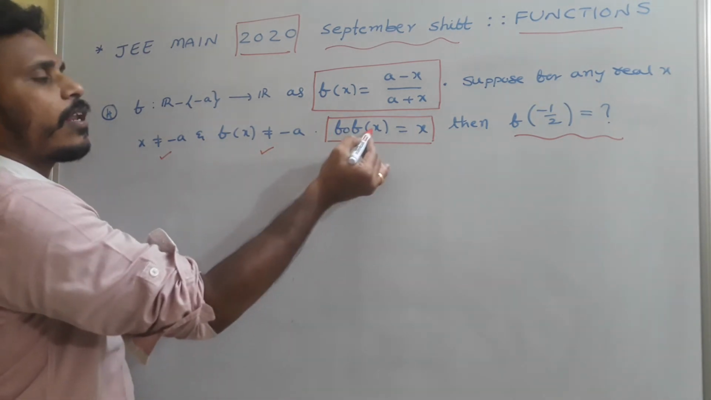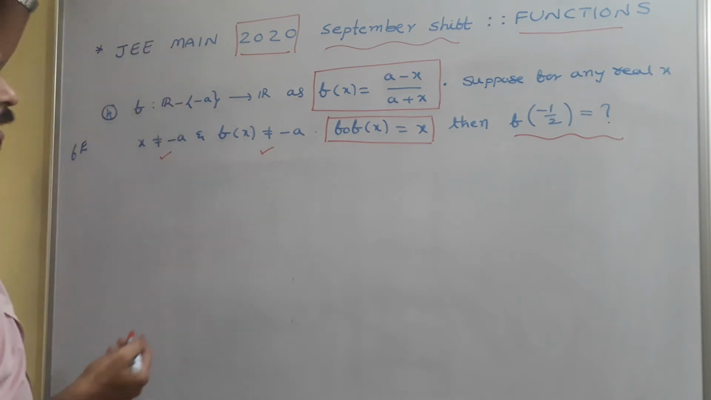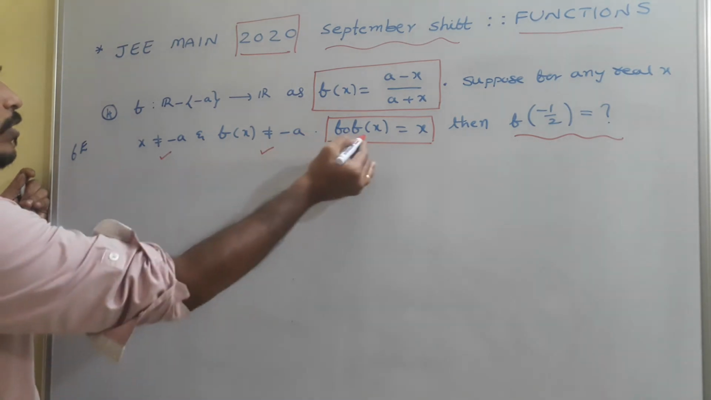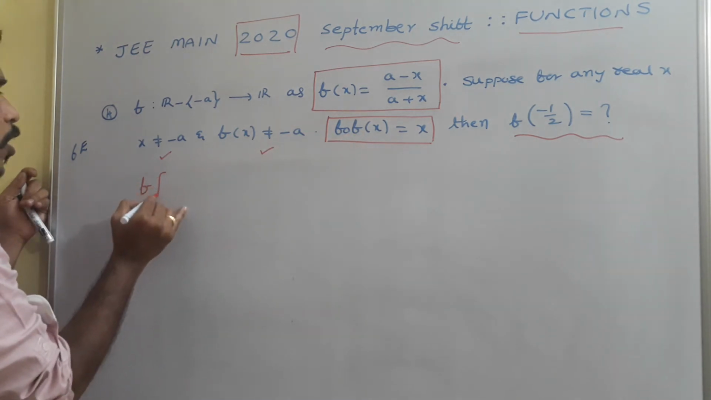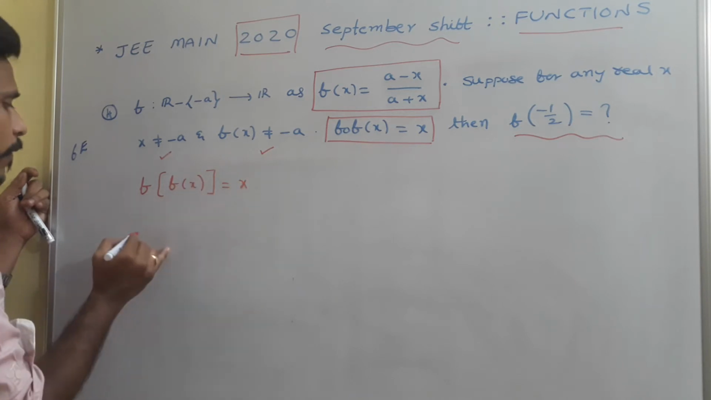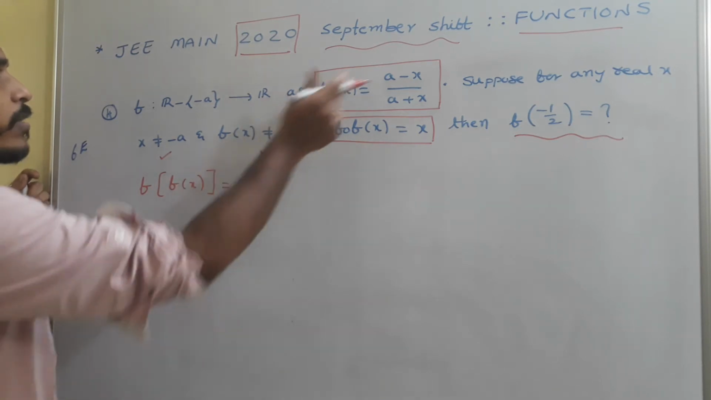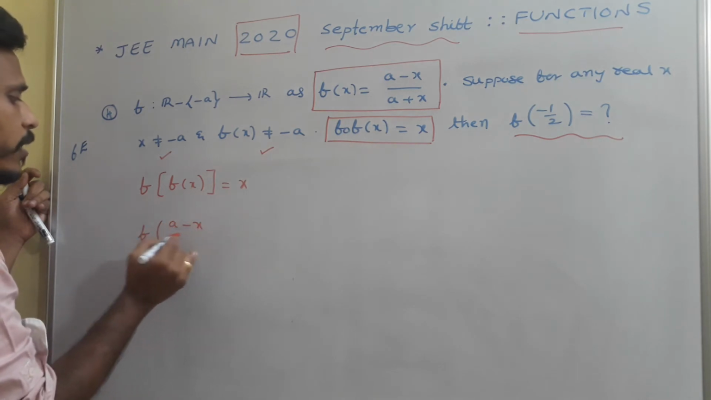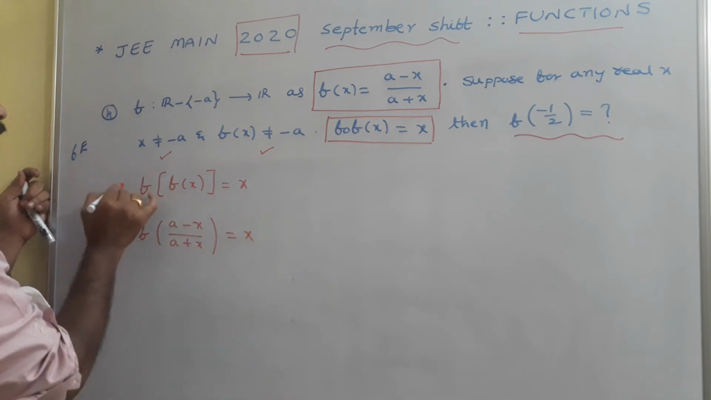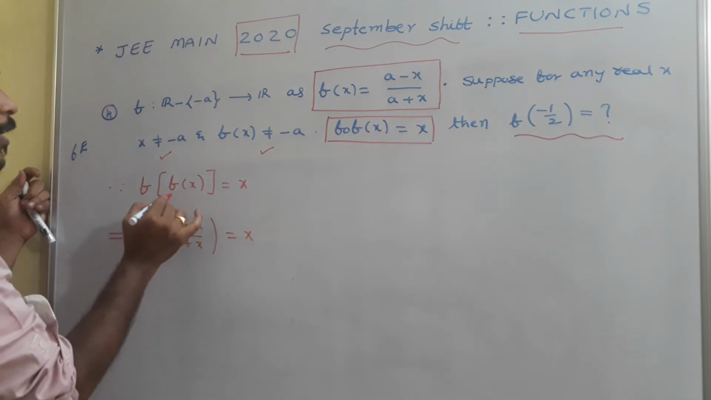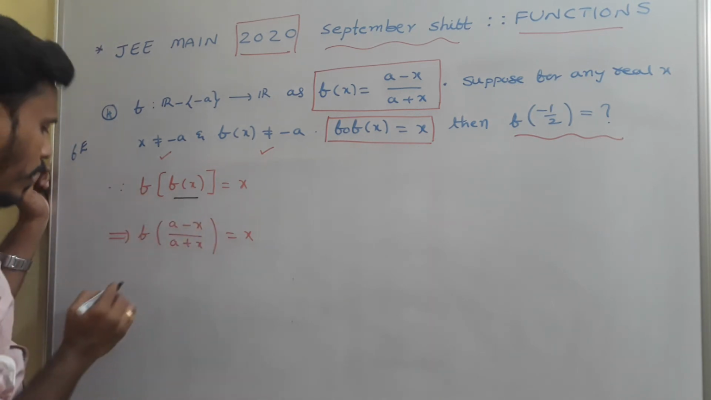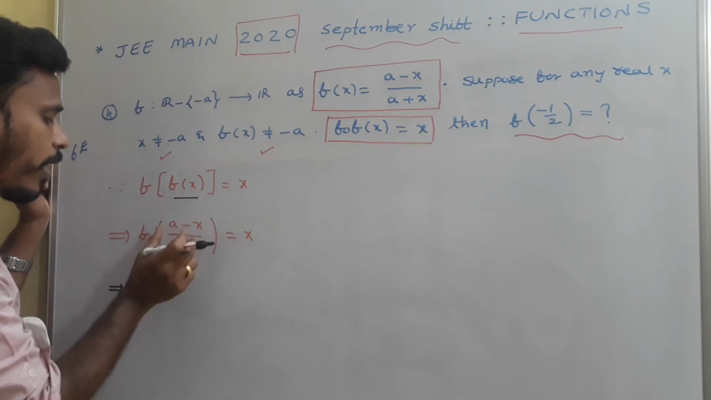First of all, f circle f of x is equal to x. What is the idea? f circle f of x is equal to x, which means f of f of x is equal to x. Then what is f of x? As per the definition, this is a minus x by a plus x. It is given, and from there in the next step, replace this f of x with a minus x by a plus x. And now f of a minus x by a plus x.